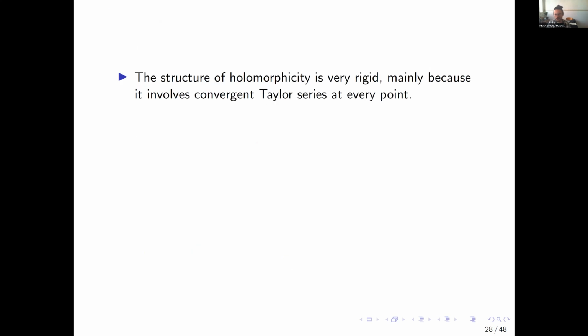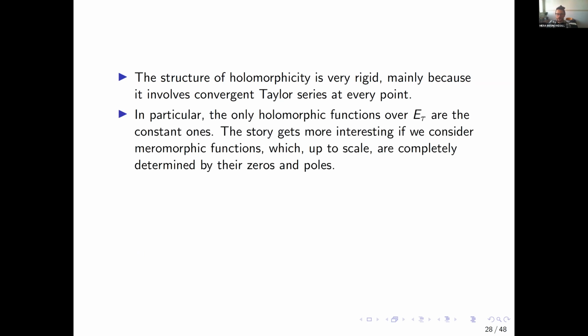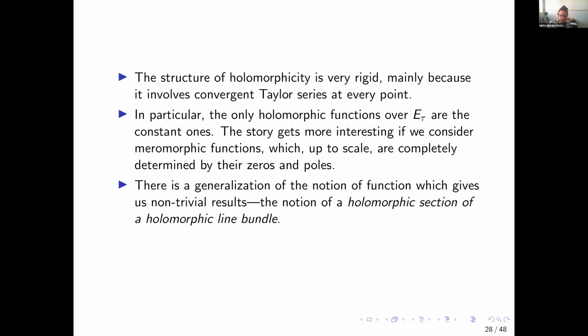The structure of holomorphicity is very, very rigid because it involves convergent Taylor series at the point. In particular, the only holomorphic functions over this complex torus are the constant ones. The story gets a bit more interesting if we consider meromorphic functions, which up to scale are completely determined by their zeros and poles. There is a generalization of the notion of function, which also gives non-trivial results.